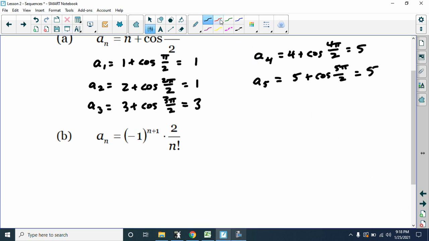You do this one. You try this one. Pause the video. Try to find the first 5 terms. Once you think you have it, start the video right back up and verify.